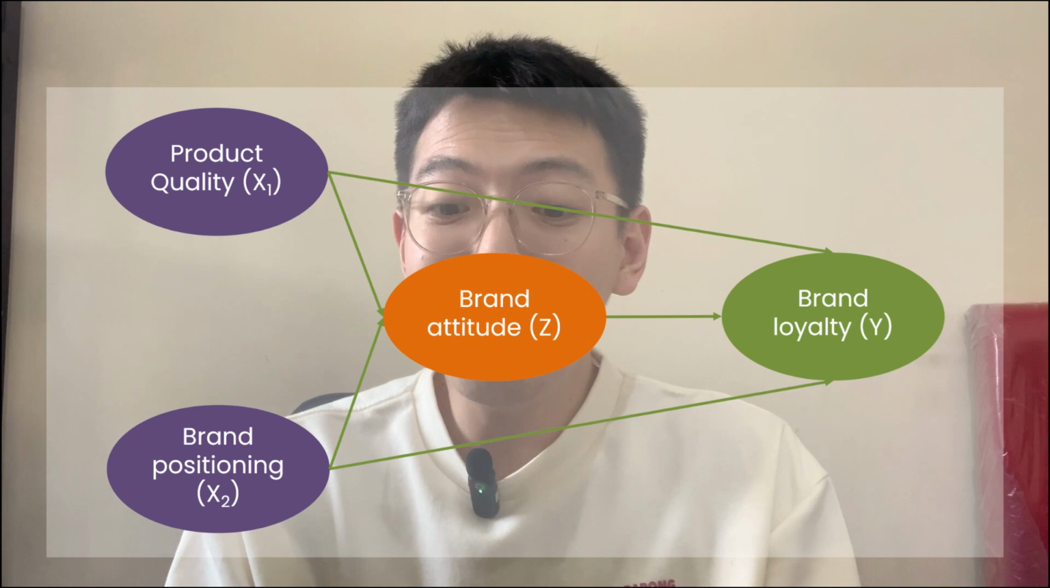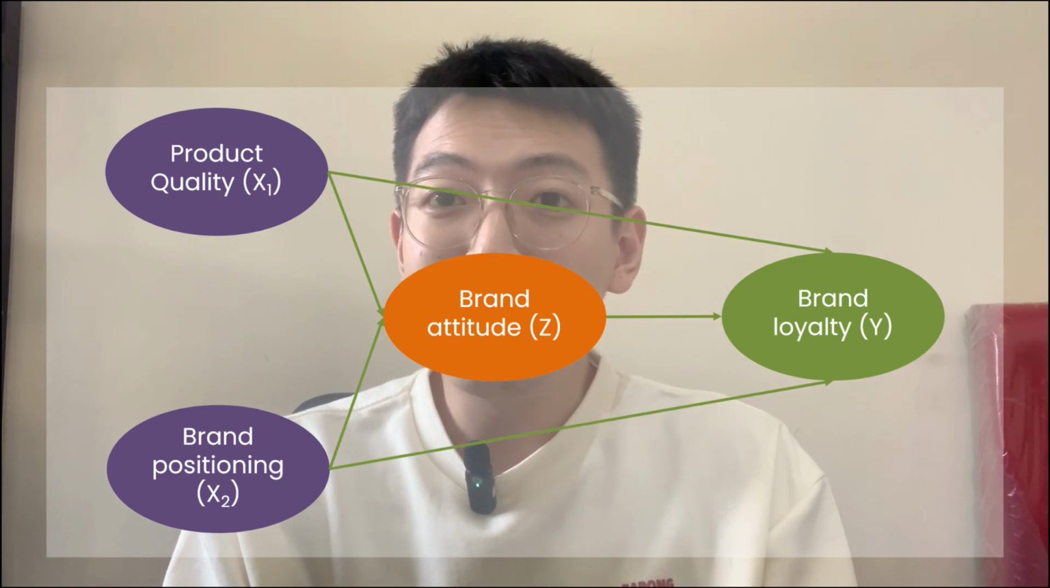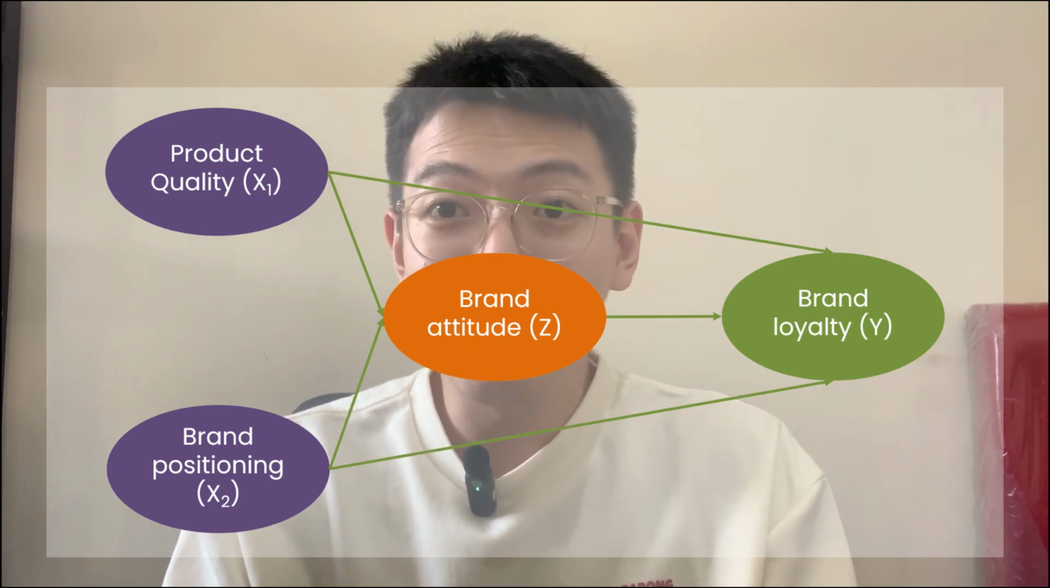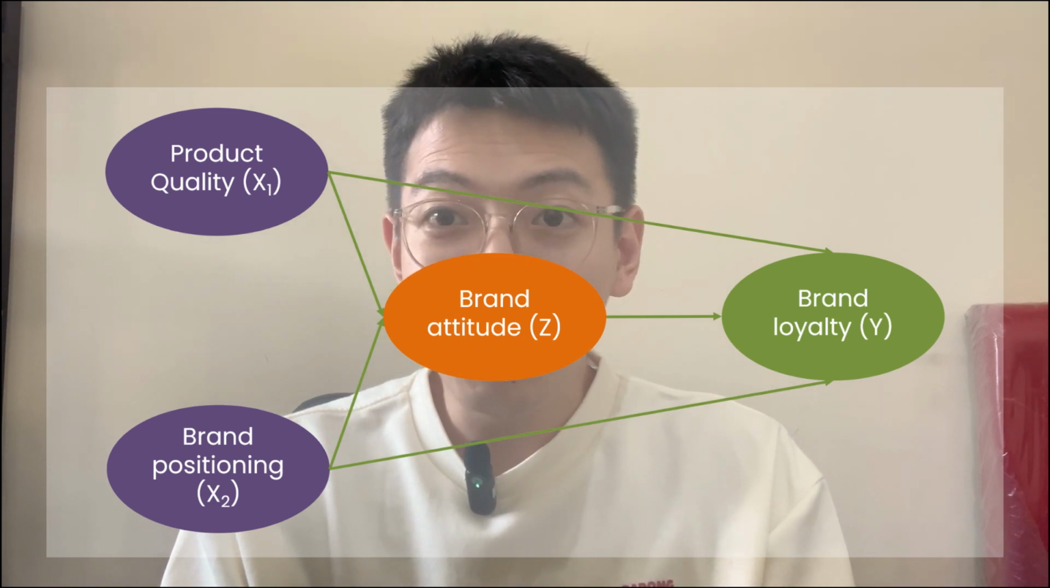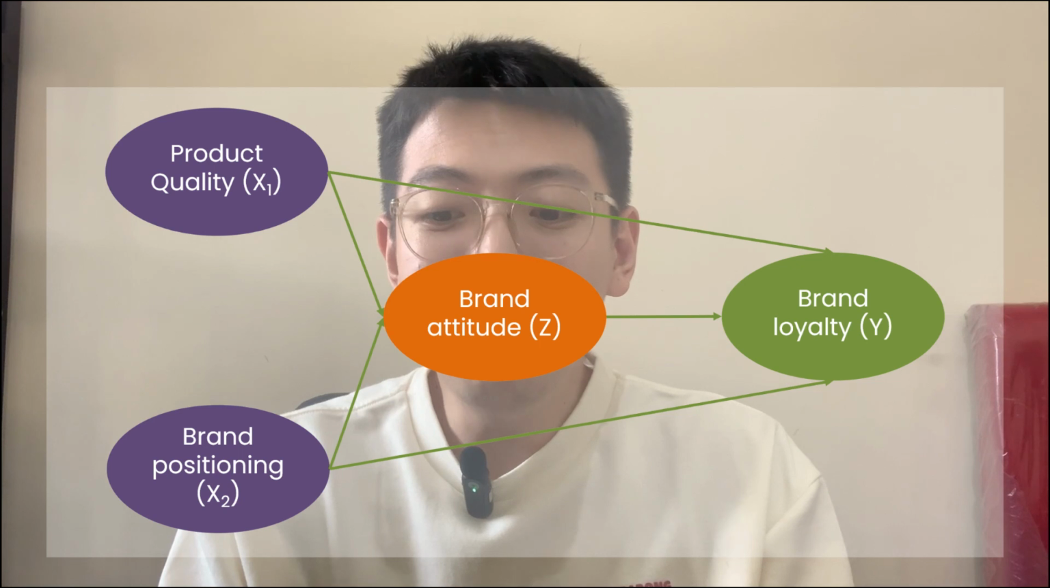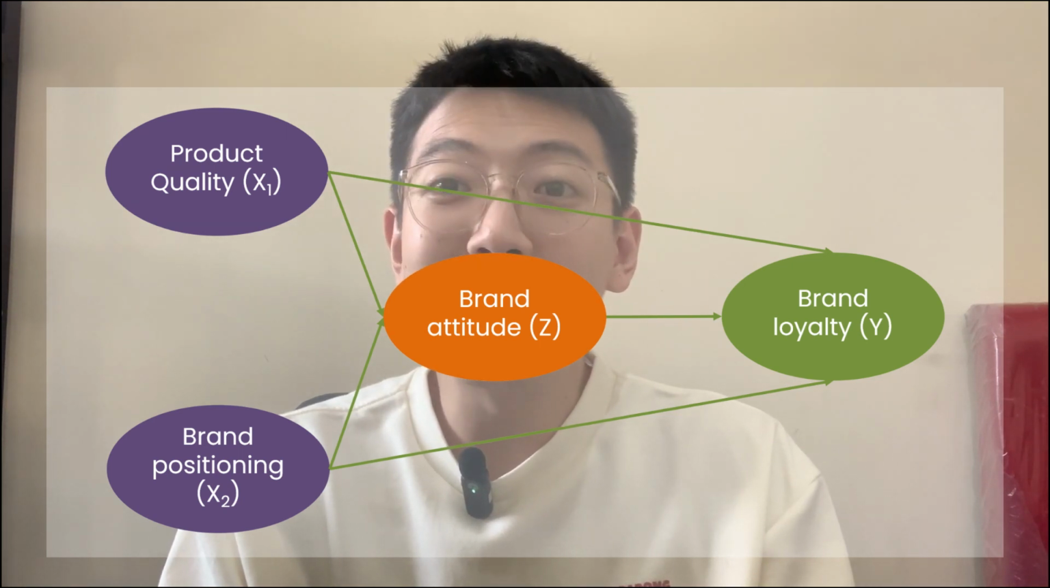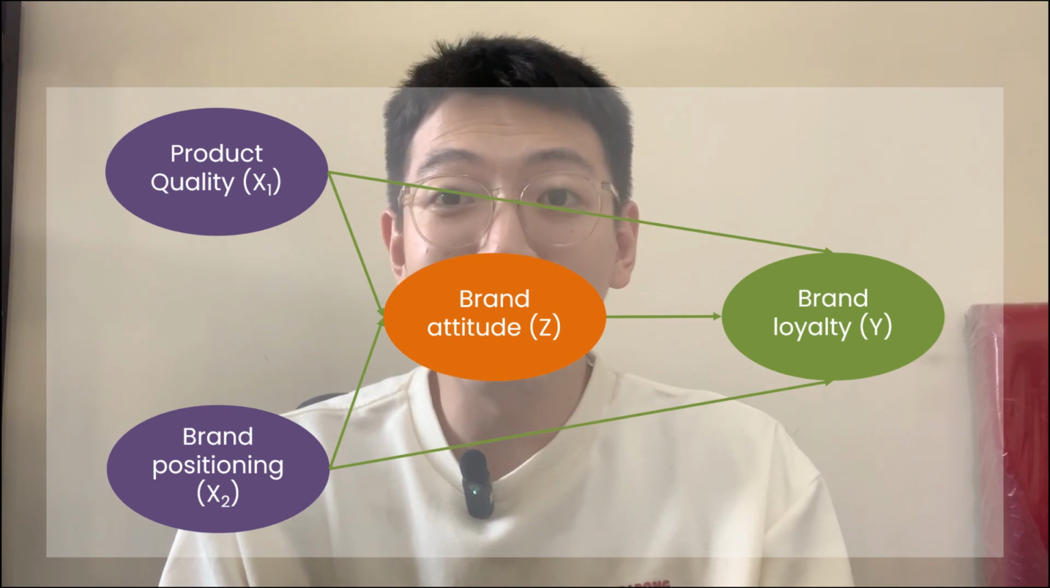So we will have 4 variables. The first variable is product quality or X1. It is the independent variable. Brand positioning X2, it is also independent variable. Then mediation variable or C, it is brand attitude, and the dependent variable is brand loyalty or Y.